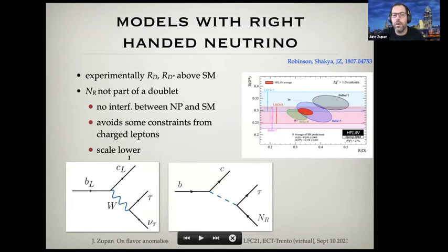Now, if you contemplate that this missing energy is due to a right-handed neutrino, there's another set of models that you can write down. Some of them could be even more appealing. However, the scale is even lower because there's no interference with the standard model.